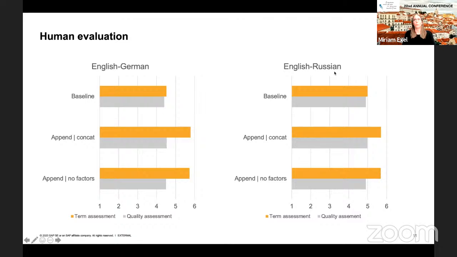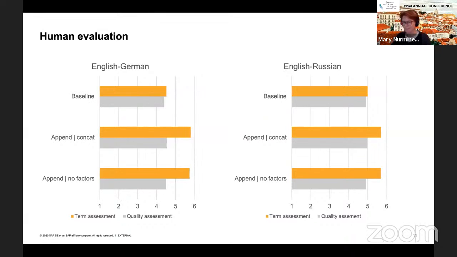So for the term accuracy in yellow, the baseline clearly lags behind the other two systems. However, the difference between the no factor and the concatenation approach is small, so we cannot really say which one is better.